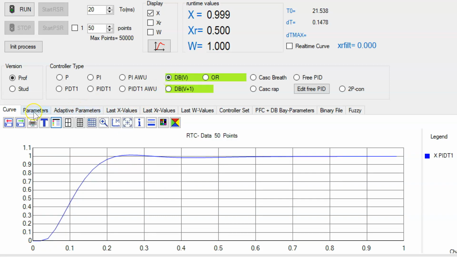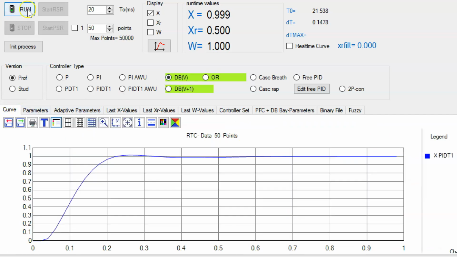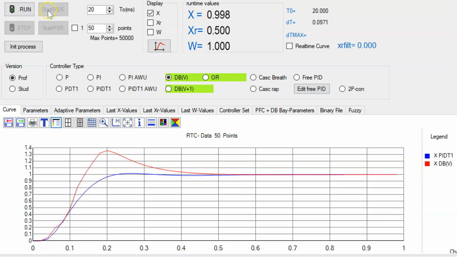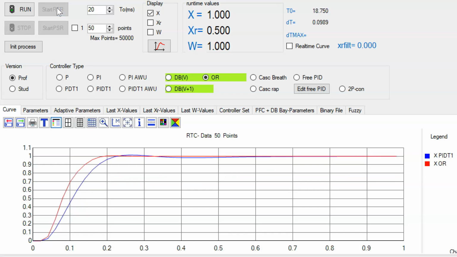Deadbeat controller with a limitation won't work. We will see, it gives a large overshoot. So I delete this curve, cannot use it really. Orientation controller runs now very well. With other parameters I have searched for big problems. This works acceptable, a little bit faster than the PID.